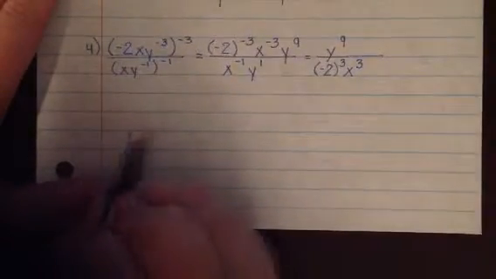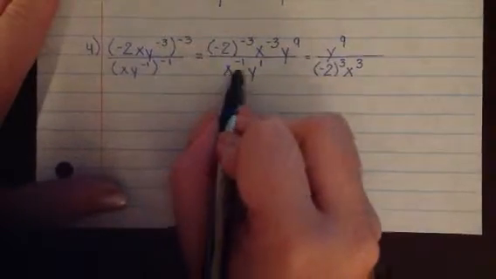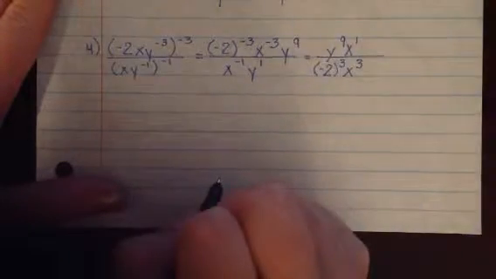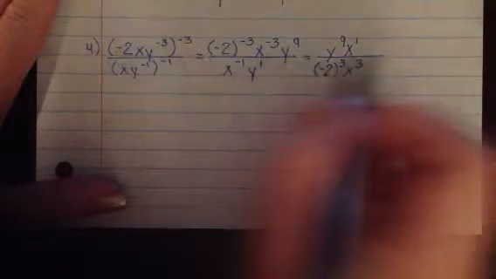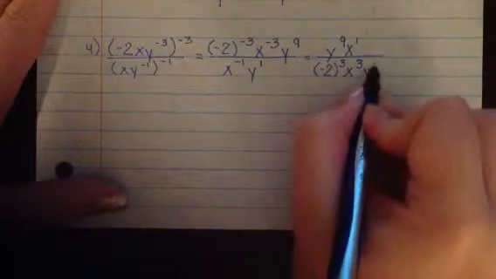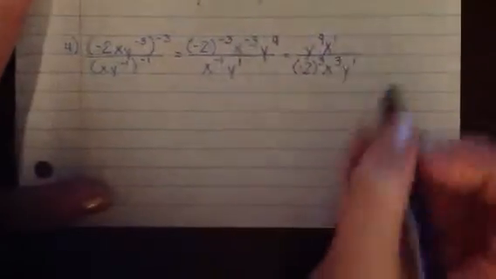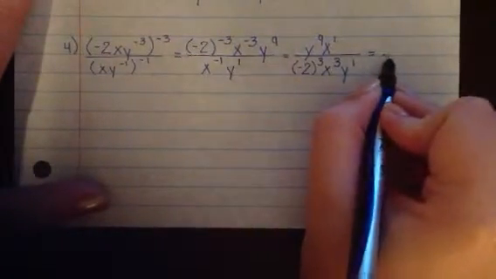in the numerator. Now in my denominator, I have x to the -1. I'm going to move that up to the numerator to get a positive exponent. And then that y to the 1 is going to stay in my denominator because it already has a positive exponent. Now we can simplify from here.